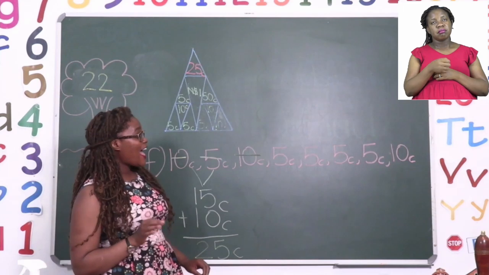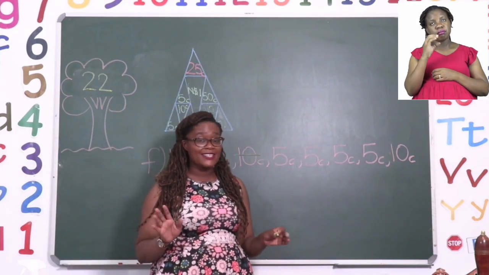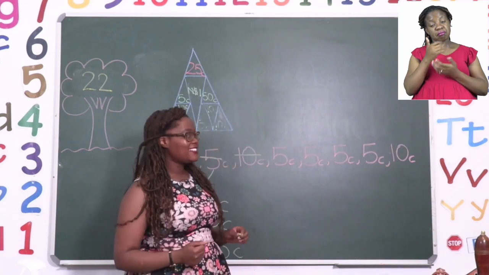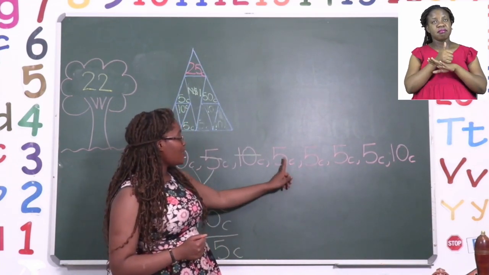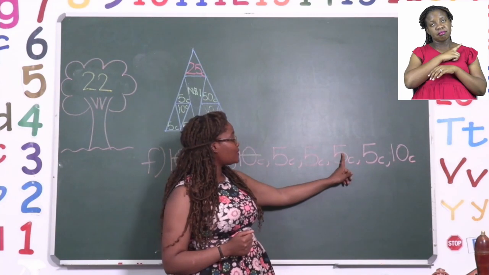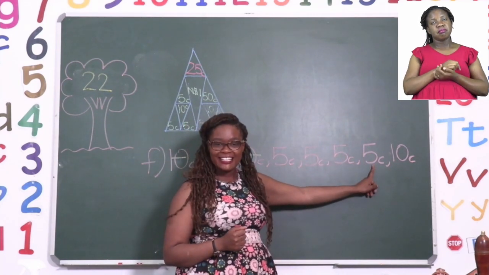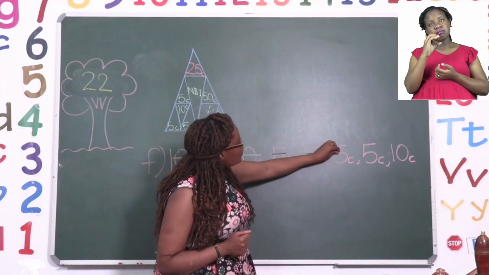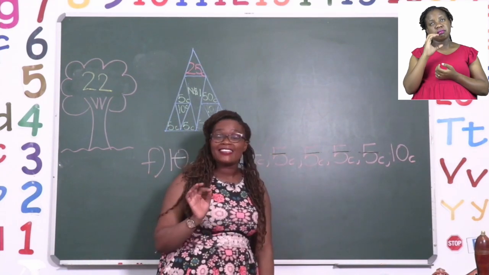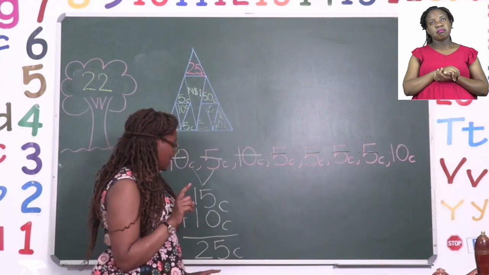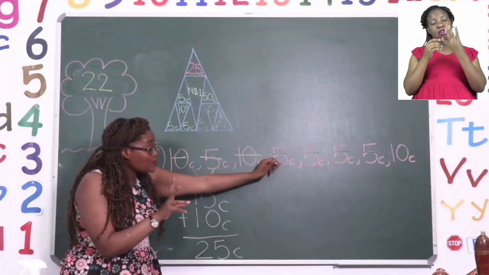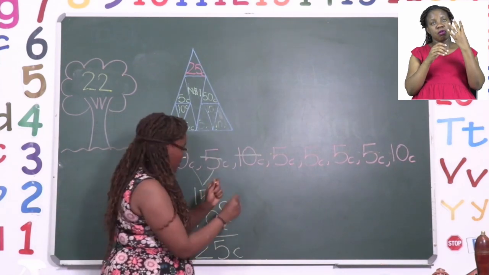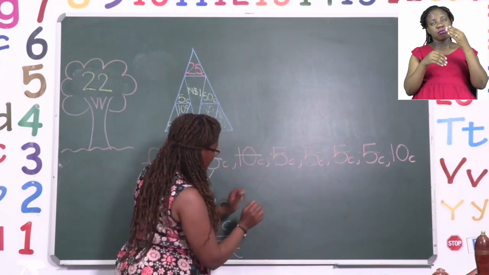Now the next ones, we are actually lucky because they are 5-cent coins. So we can count in fives to add them together. Let's go. 5, 10, 15, 20. So we know that these four, 1, 2, 3, 4, will give us 20. So we take our 20 and we take our 25 and we put them together.